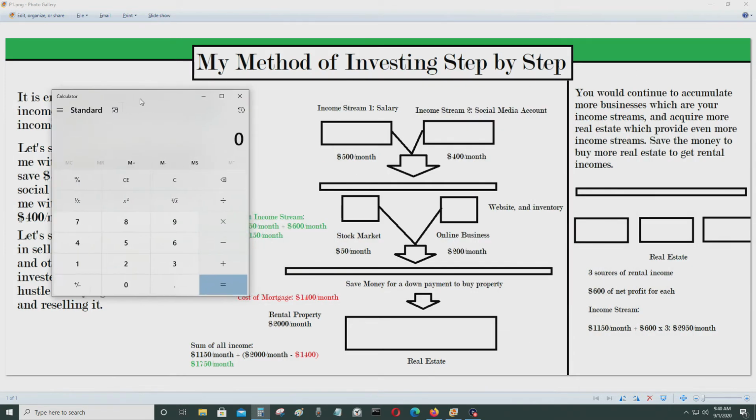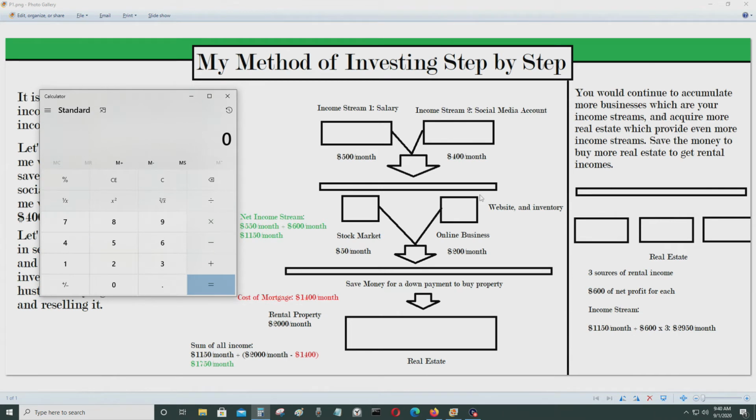But if my income for this was greater, let's say I was making $400 a month on an online business, I'd be making $1,350 a month. So I would add that to 600. It'd be $1,950 a month. And let's say I'm able to save up to buy another rental property, so I have another one, too.